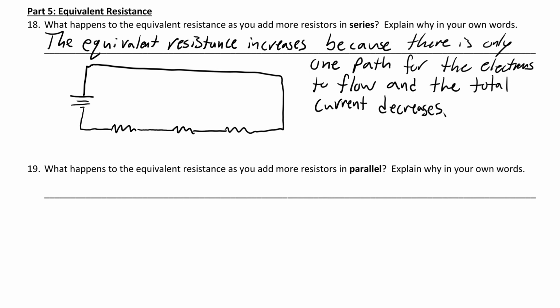But 19 is really the tricky one. So what happens to the equivalent resistance as you add more resistors in parallel? Explain why in your own words. So again, we'll start by drawing a parallel circuit. And what does this look like if we add more resistors in parallel?